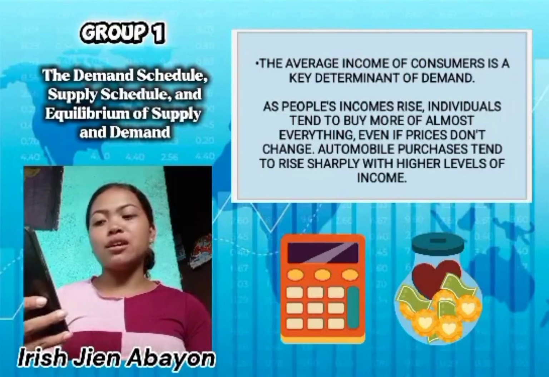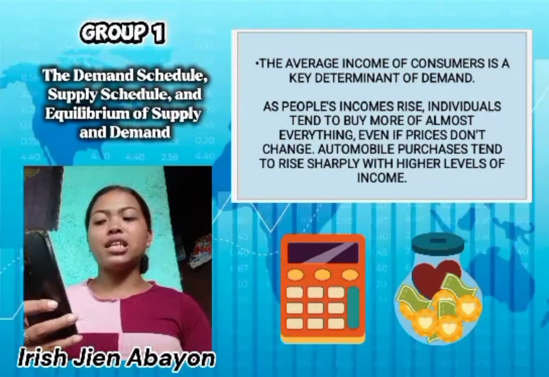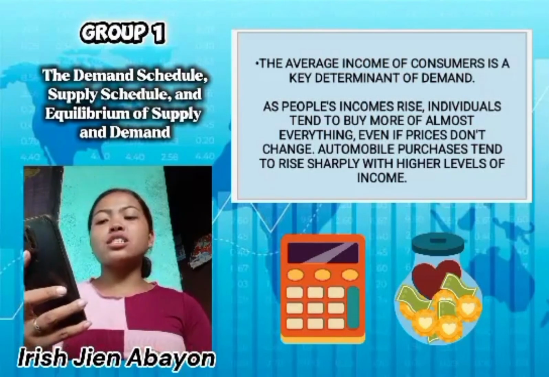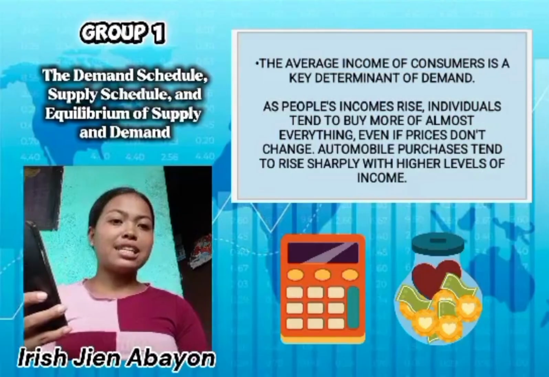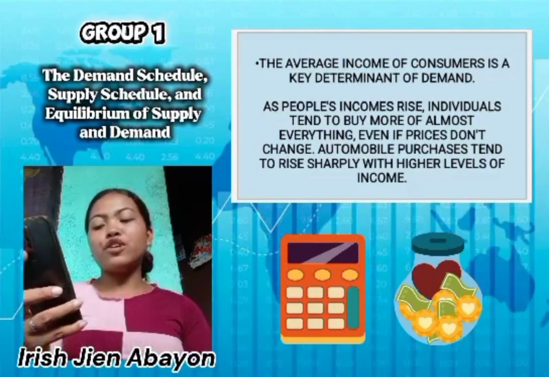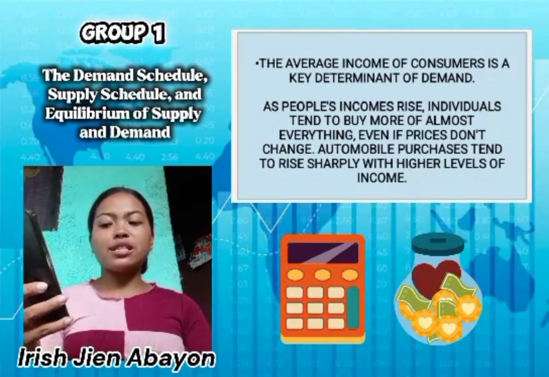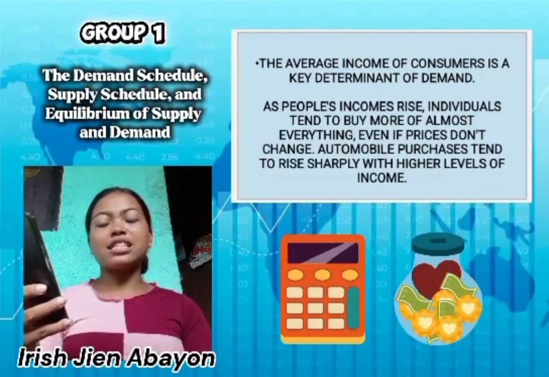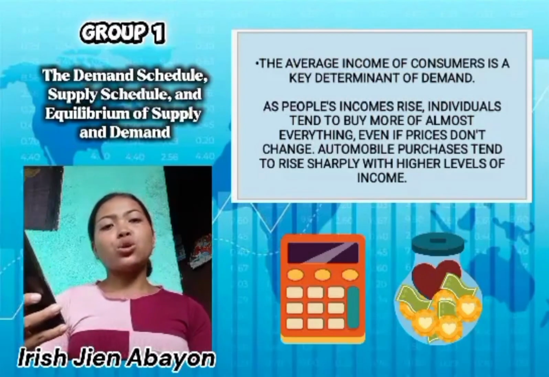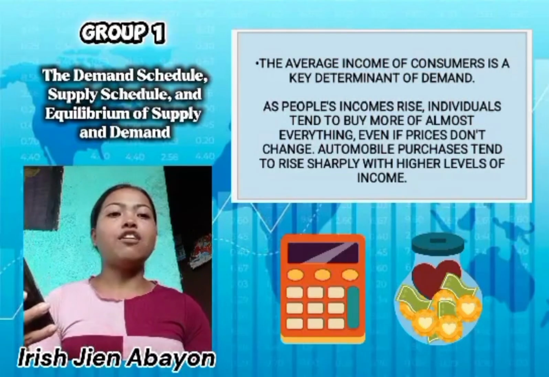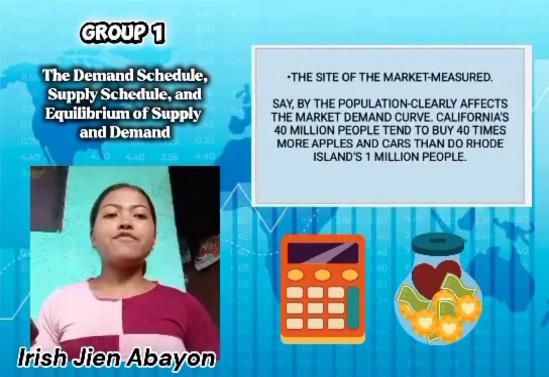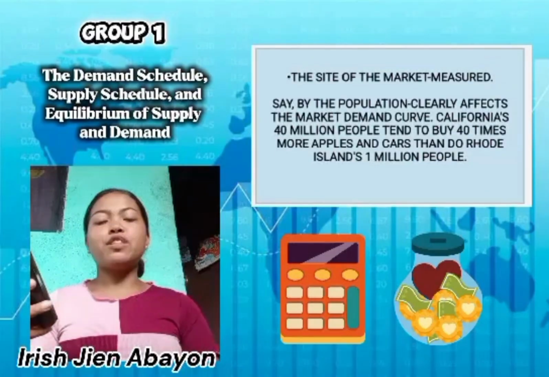Income is an important factor that affects demand. When people's income increases, they tend to buy more goods even if prices stay the same. For example, automobile purchases rise sharply as income levels go up. So, the higher the income, the greater the demand for products. We have the second one, the size of the market.